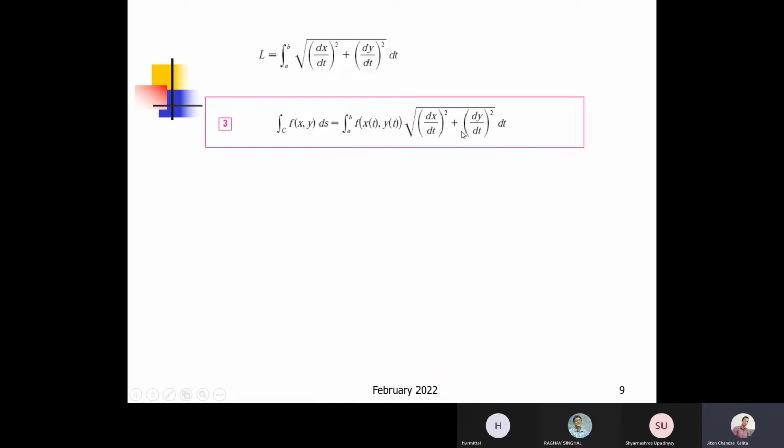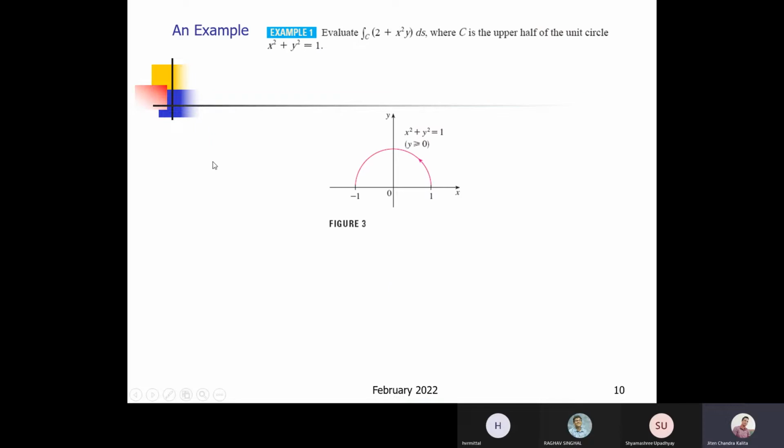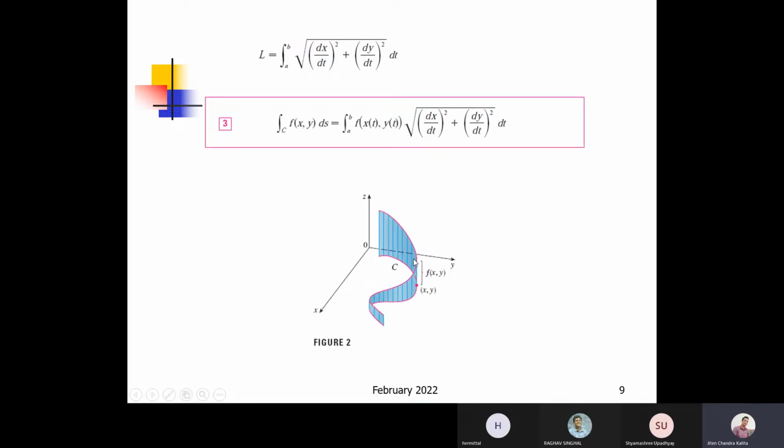Now, the one interesting thing I want to show you is, if you want to geometrically interpret what is happening, what does this line integral actually denote? Suppose this is my curve. On that curve, at each point I am considering this height, which is nothing but f of x, y.